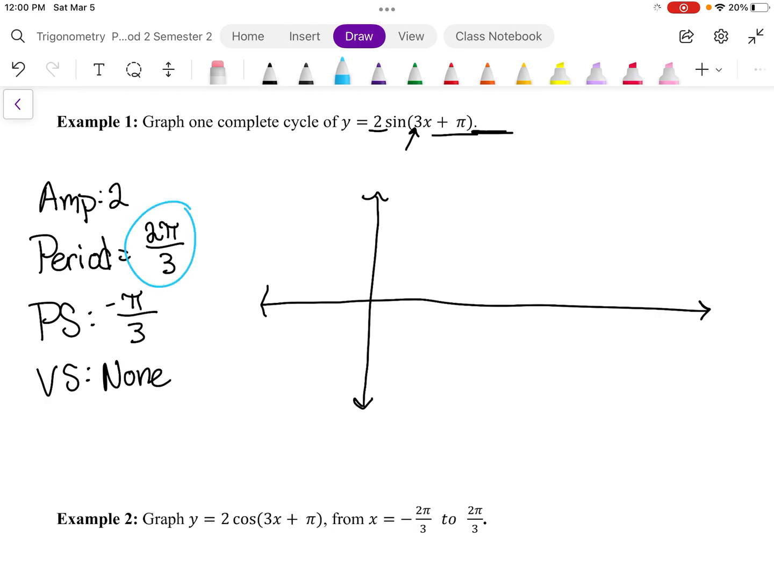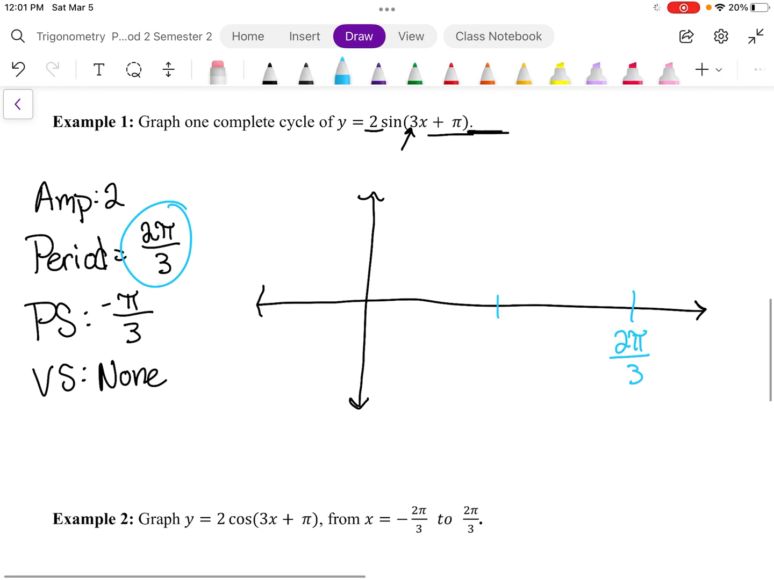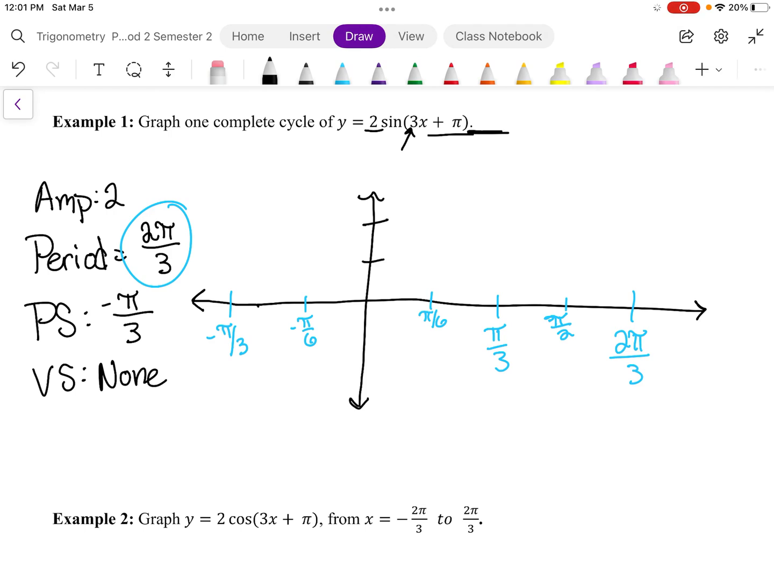So we're going to graph one complete cycle, and one complete cycle is going to be between 0 and 2 pi over 3. So if we were to cut that in half, we would get pi over 3, pi over 6, and pi over 2. Then we have negative pi over 6. Just need to extend this side a little bit further. And negative pi over 3. And because this is a sine graph, we already know our amplitude is going to be 2 because we already calculated that.